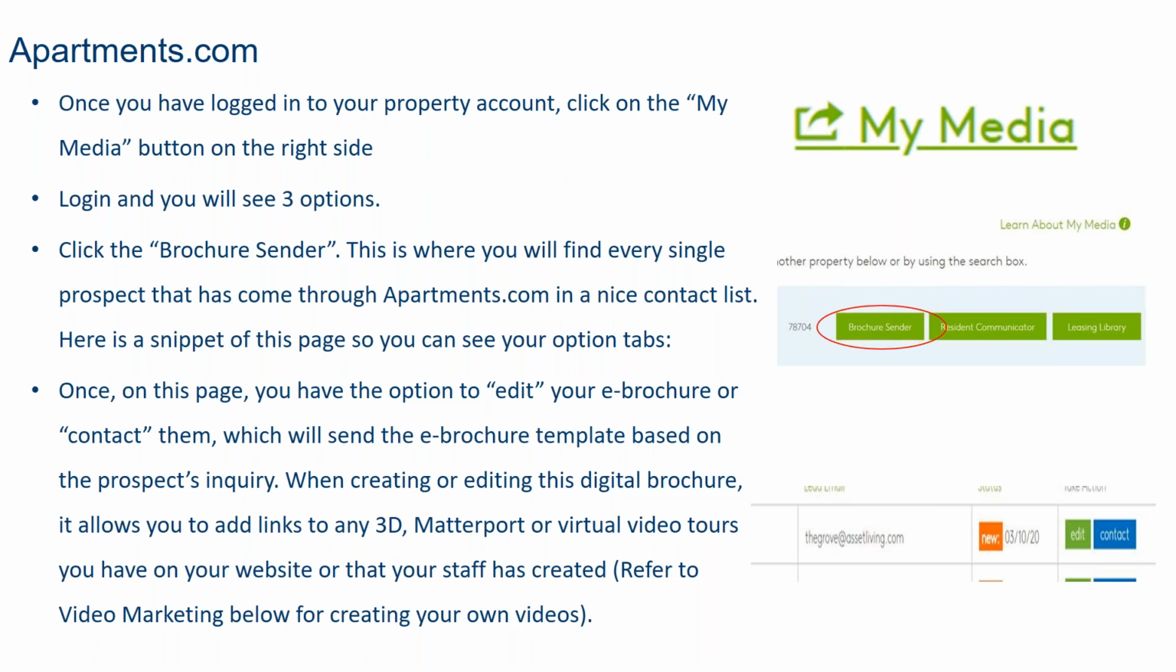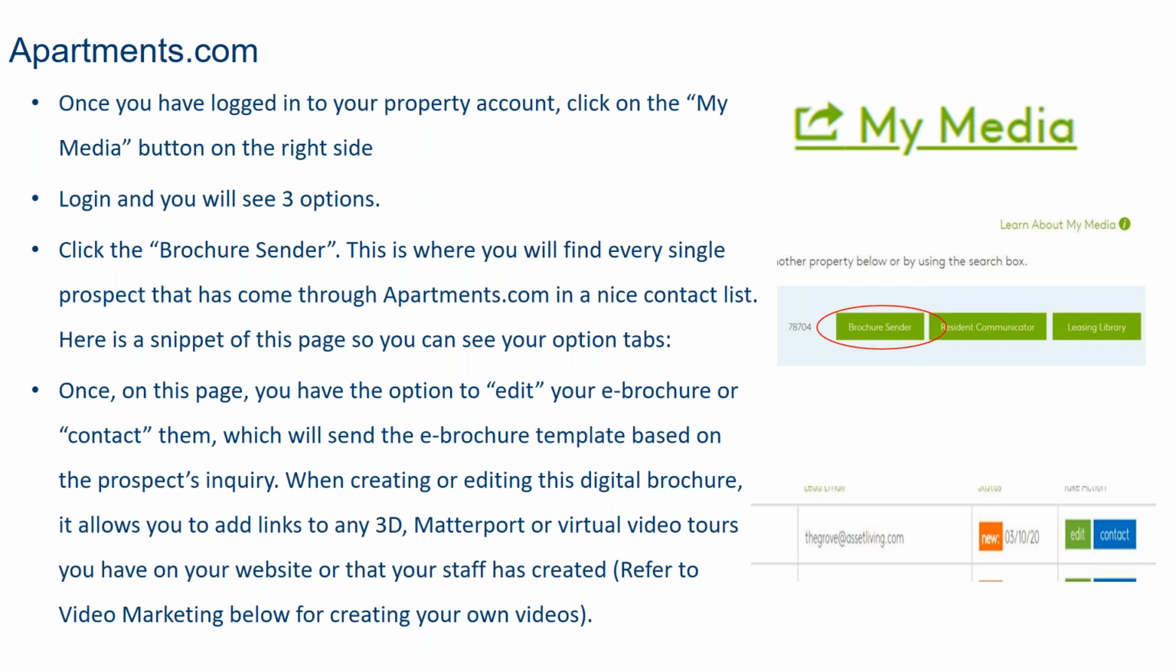When you click on that tab, you are going to see a list, and there's a little snippet right down here. That's just one portion of one prospect that will be on your list. But you should see a list of all the prospects that have come through apartments.com and had an interest in your property, or put in a request, or even went further and clicked on through to get a tour. That list is a beautiful thing because it gives you a whole list of people that you can contact instantly.